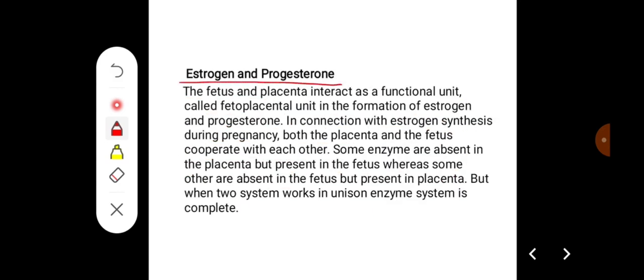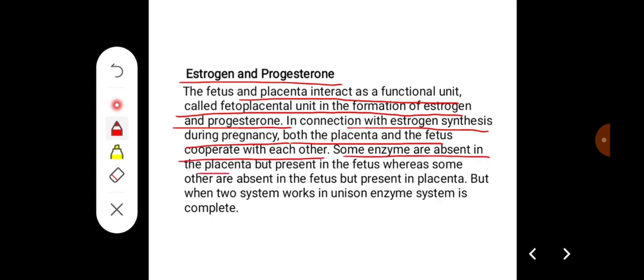Estrogen, progesterone. The fetus and placenta interact as a functional unit called fetoplacental unit in the formation of estrogen and progesterone. In connection with estrogen synthesis during pregnancy, both the placenta and fetus cooperate with each other. Some enzymes are absent in the placenta but present in the fetus, whereas some are absent in fetus but present in placenta. But when two systems work in union, enzyme system is complete.